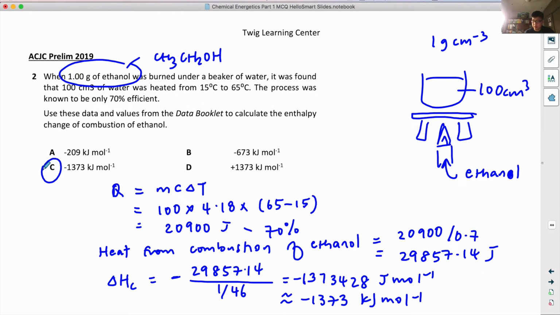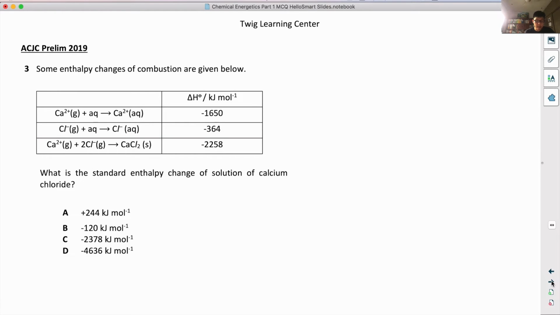Okay, let's move on. Next question. Some enthalpy changes are given below. What is the enthalpy change of solution of calcium chloride? Solution of calcium chloride means calcium chloride solid becoming Ca2+ aqueous plus 2Cl- aqueous.